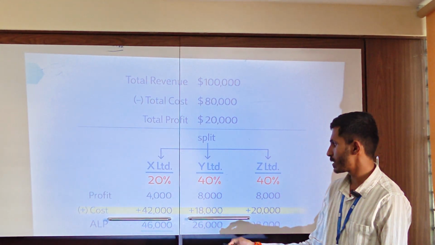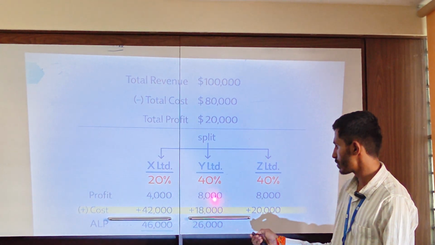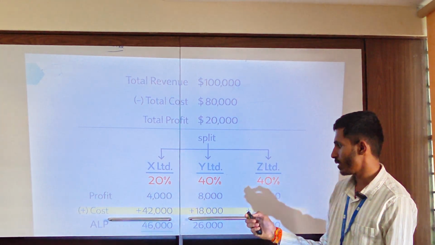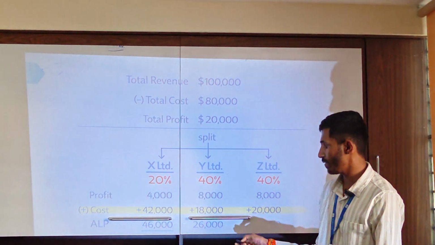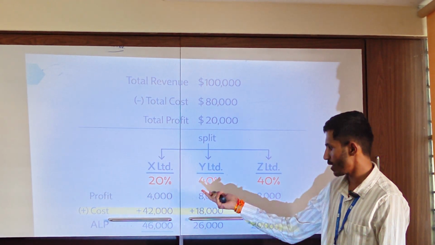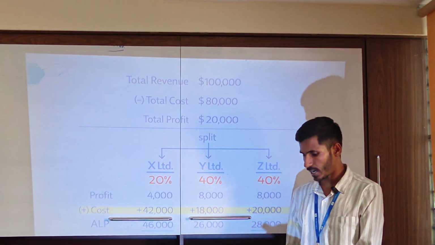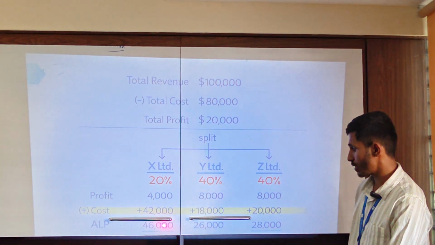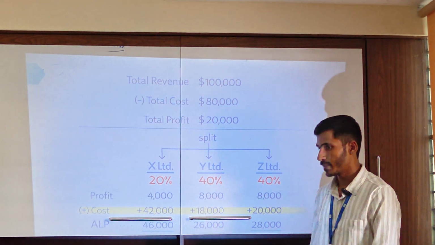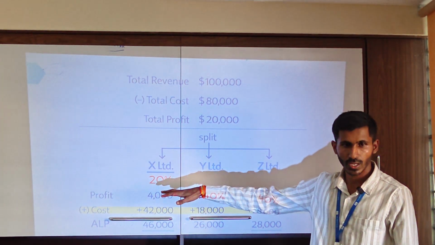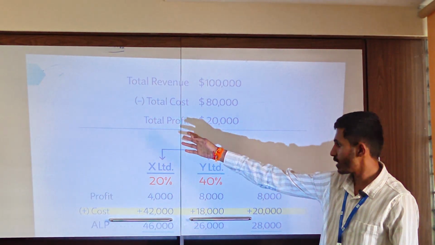First we split the profit. The $20,000 is split between these 3 entities as $4,000, $8,000 and $8,000 respectively. Then we add back the cost incurred by each entity: $42,000, $18,000 and $20,000. Now we have arrived at the arm's length price: $46,000, $26,000 and $28,000. Now we will compare this arm's length price with the prices quoted by the respective entities.